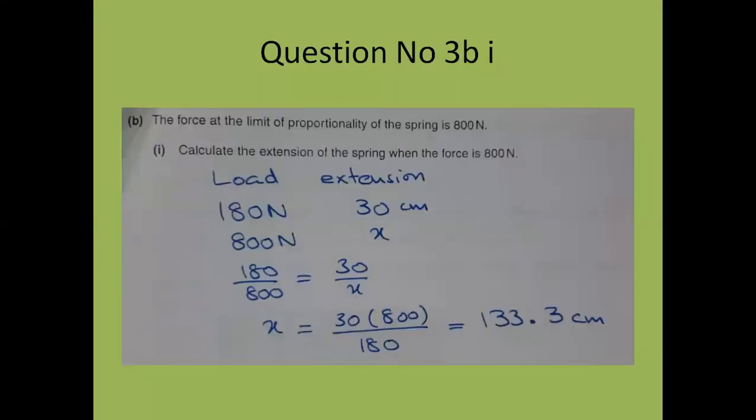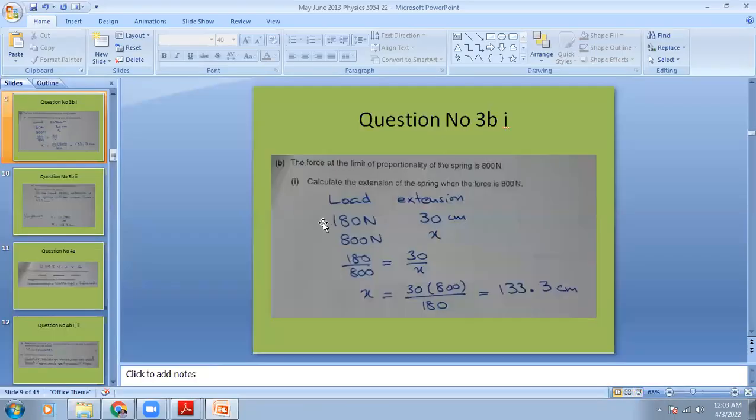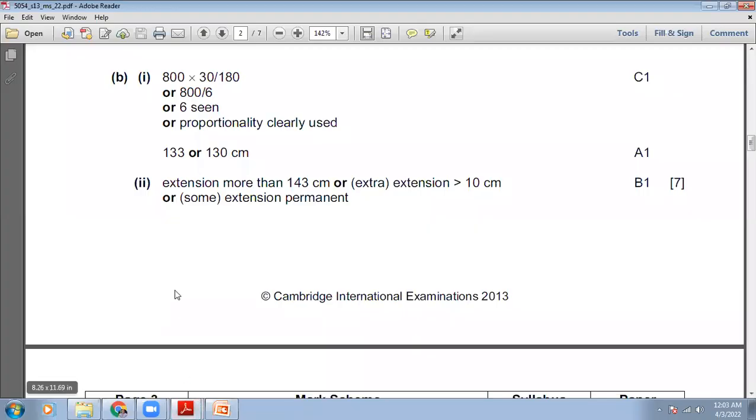So when 180 Newton load is applied, the extension is 30 centimeter. When I apply 800 Newton load, how much will be the extension? So 180 divided by 800 equals 30 divided by x, and x will be equal to 30 multiplied by 800 divided by 180, and that will be 133.3 centimeter. So when you apply a load of 800 Newton, the extension produced will be 133.3 centimeter. Okay, so 130 centimeter, yeah.